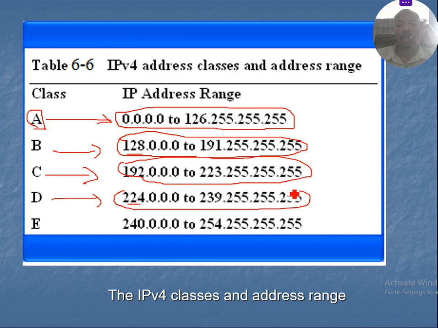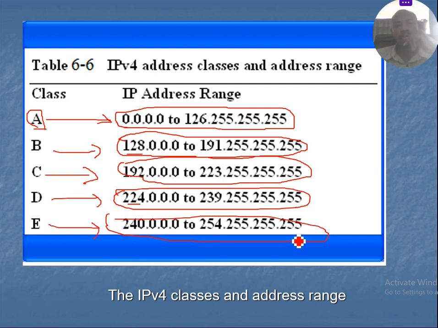Then this one stops at 239, and the next one will start from 240.0.0.0 up to 254.225.225.225. So this is categorized as class E for the IP address.